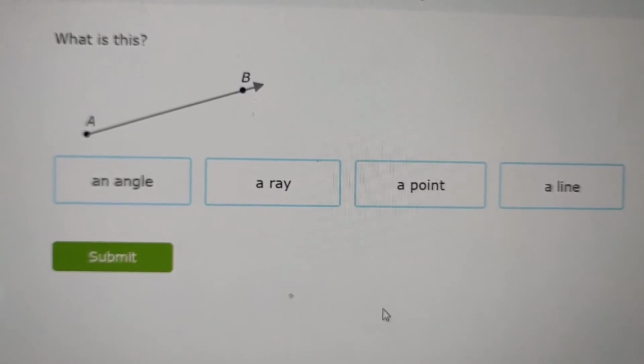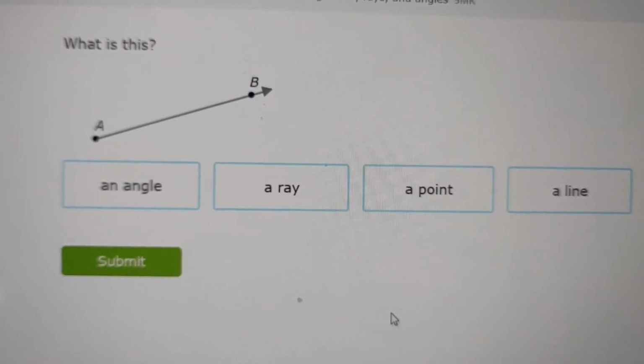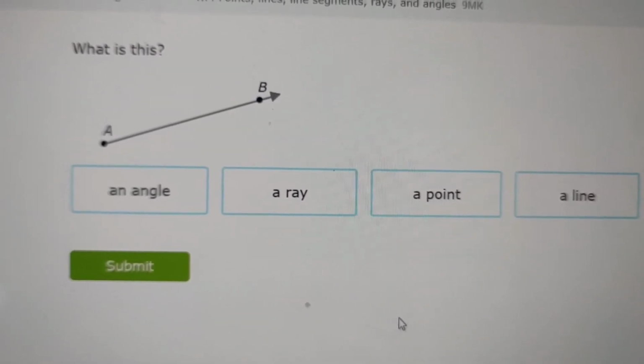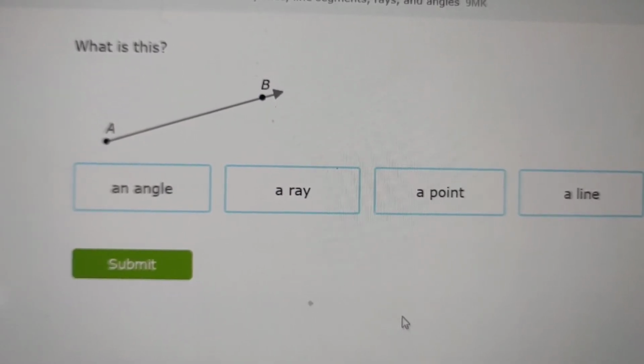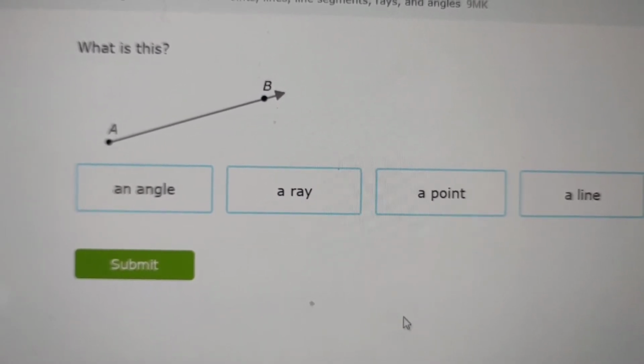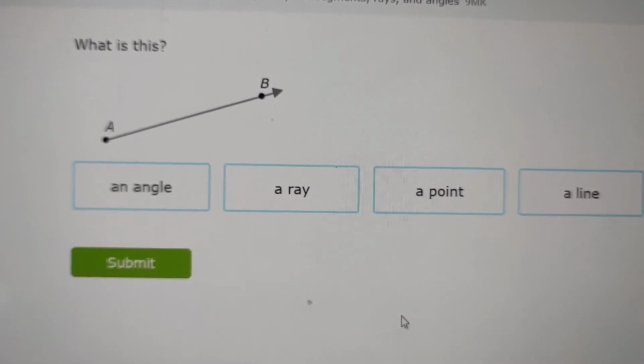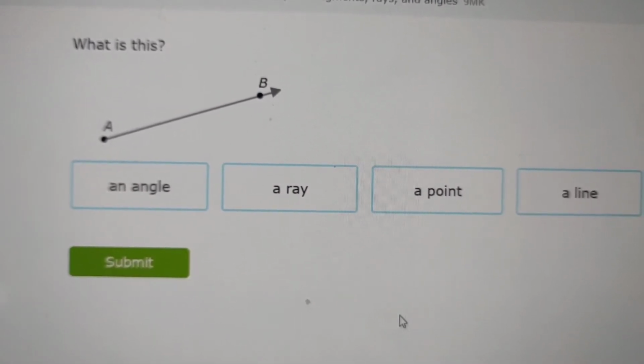Now look at this problem very closely, and we call all of these things, whether it would be an angle, a ray, a point, a line, we call them figures. So what is this figure? Look at it really closely, pause the video, and make your choice.